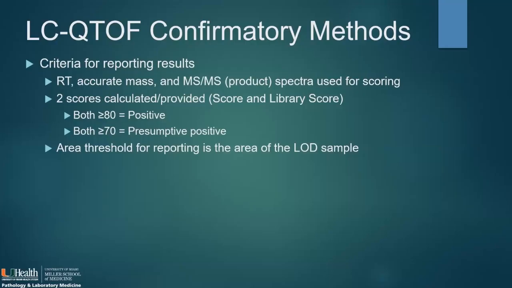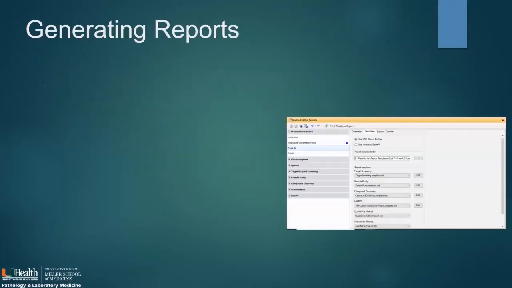And for both of these, for both our TOF method and the confirmatory methods, we need to also consider our ppm criteria, but that's the same across all methods. We also do have an area threshold for reporting, and that would be our LOD sample because we have validated LODs for these, and we just need to make sure that we are not going below that LOD sample threshold.